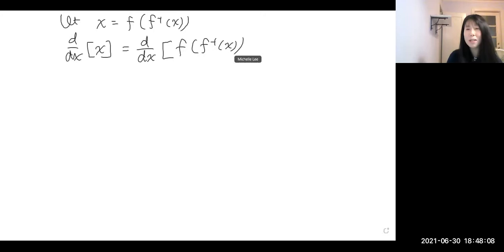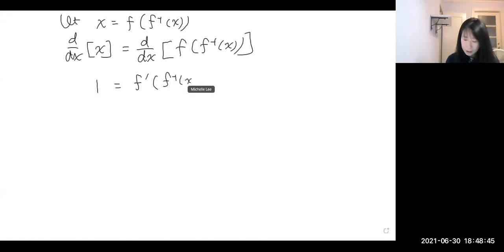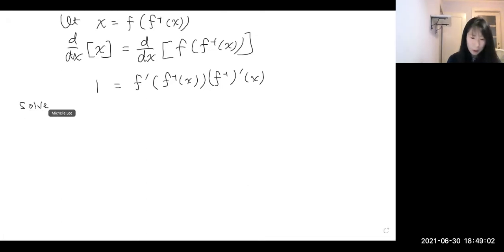Okay, then we derivative of x, what do you get? One, good. We get one. We derivative f of f inverse of x function. What do you get? So we're gonna use a chain rule, right? So f prime of inverse of that and inverse of prime, right? So I'm using your notation. All right. Then we solve for inverse of prime of x.